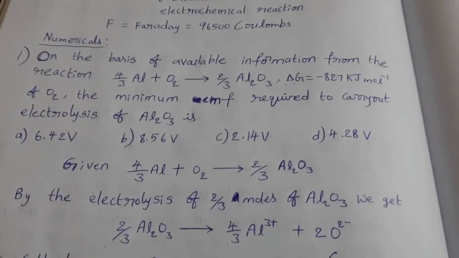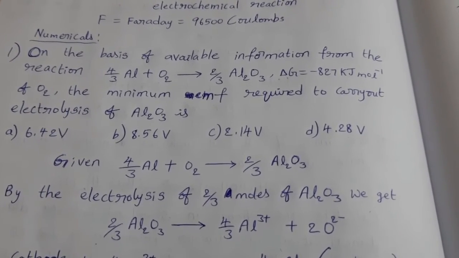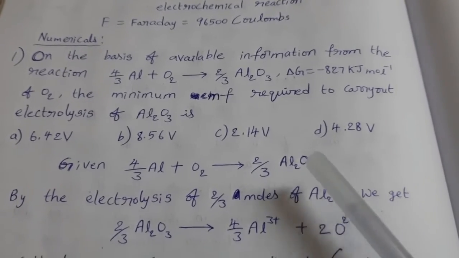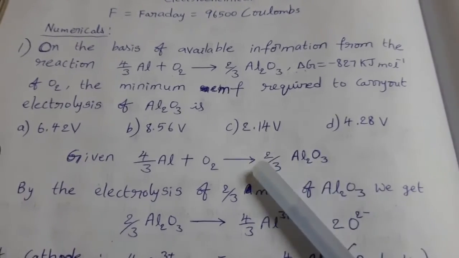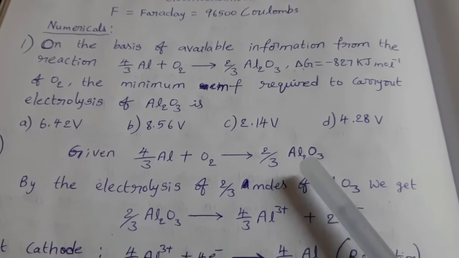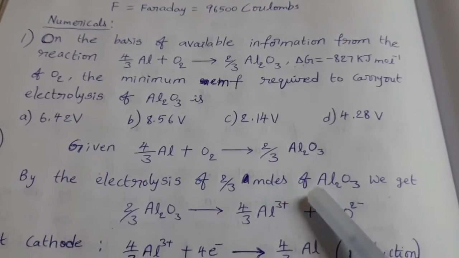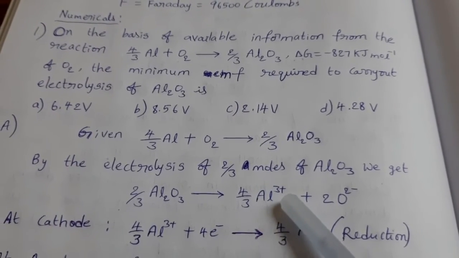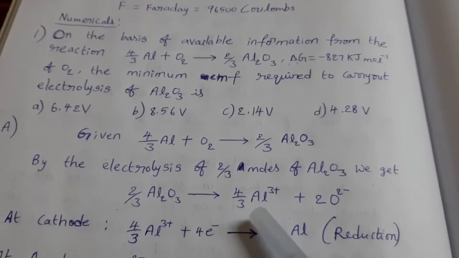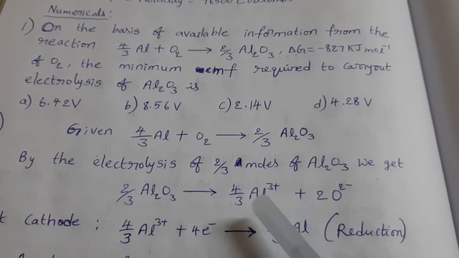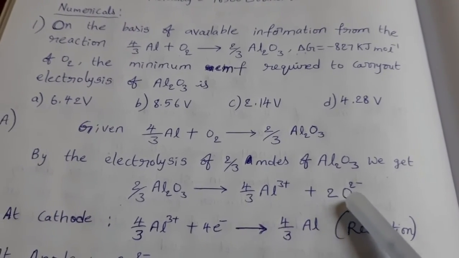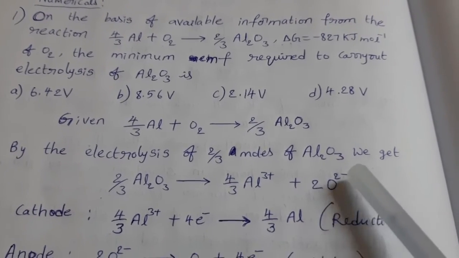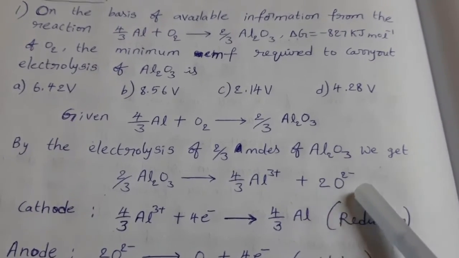See here, by the electrolysis of Al2O3, how many moles are formed? 2/3 moles. So this amount we should conduct electrolysis process. 2/3 moles of Al2O3, we get 4/3 Al3+ ions. How many moles of aluminum ions are formed? 4/3 moles. How many moles of oxide ions? Oxide ion means O2-, 2 moles of oxide ions.